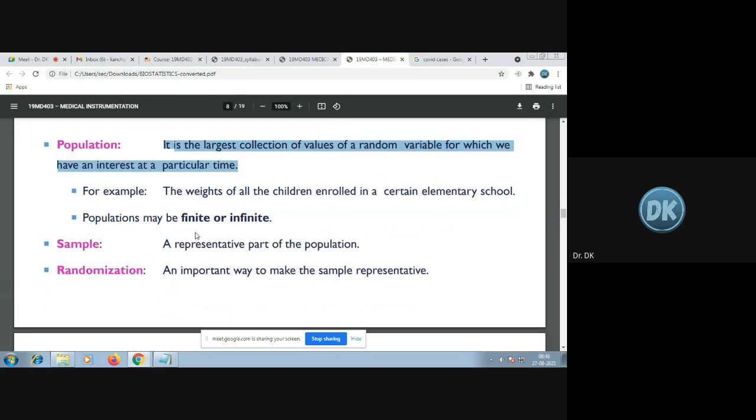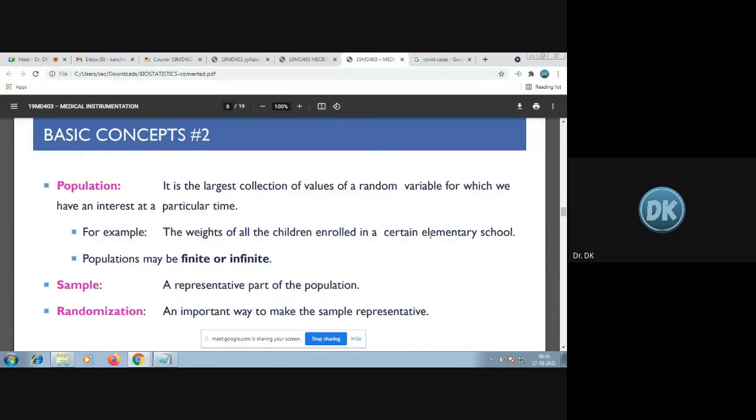For example, the weights of all the children enrolled in a certain elementary school. So if you are going to take the weight of children in a particular school, then it is a population. This population may be infinite or it can be finite, depending on whatever data you are taking.